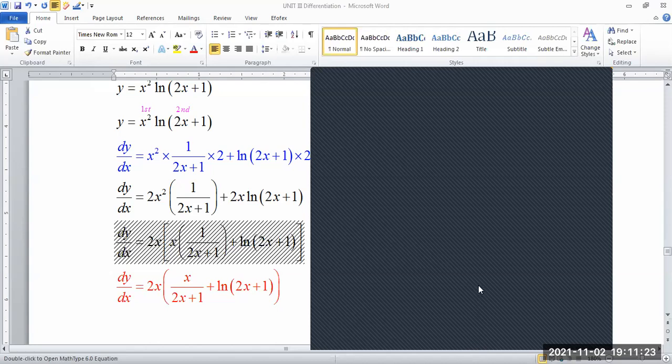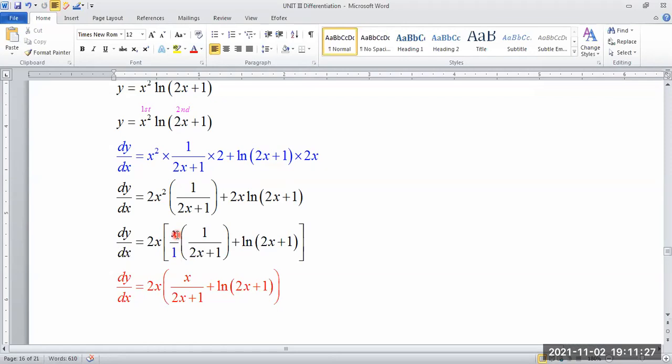But sir, when you divide it by 1, you're not going to get the same number? Absolutely. But we just assure ourselves that it's the same thing. So the x here multiplied by the x here gives me this x, and 1 times 2x plus 1 is the same 2x plus 1, plus my ln 2x plus 1. There's nothing more that can be done inside here. So the question is done. Question is finished.